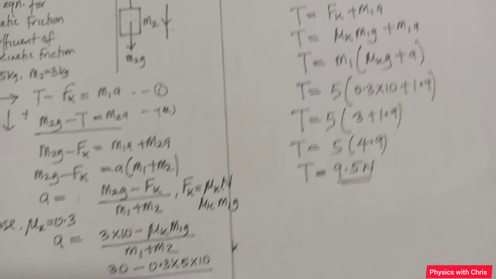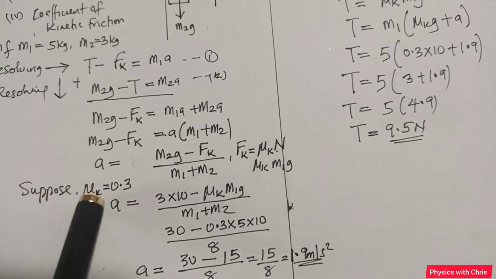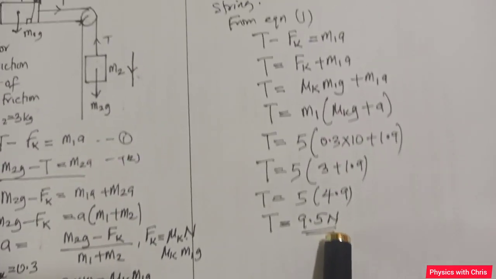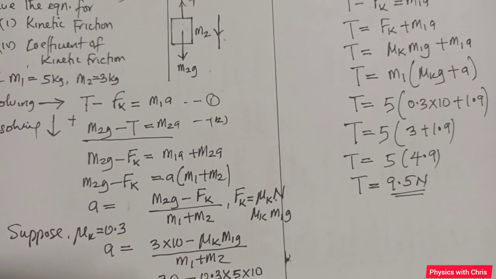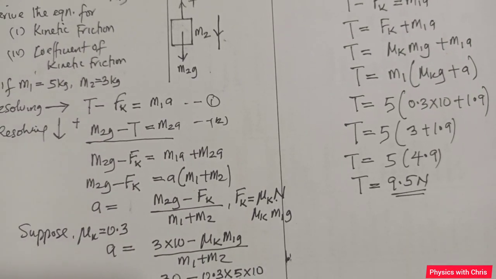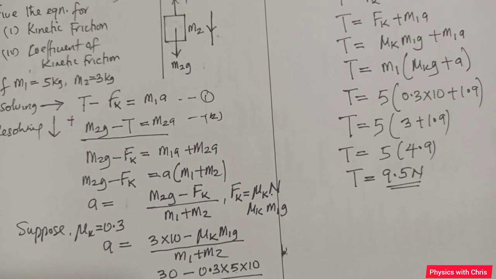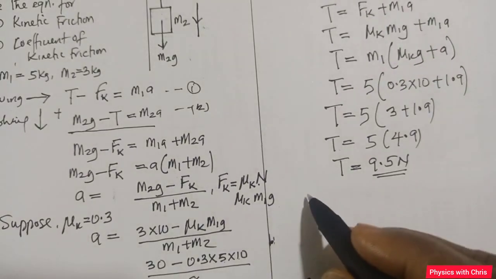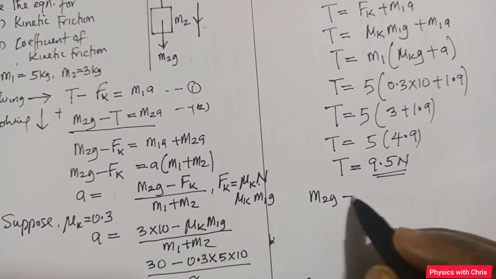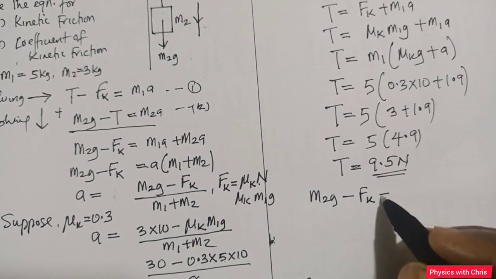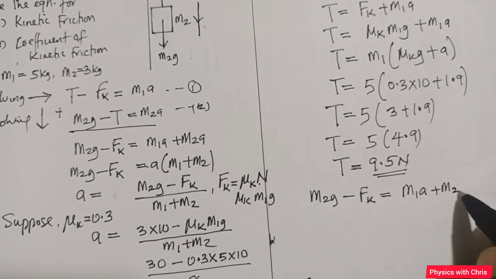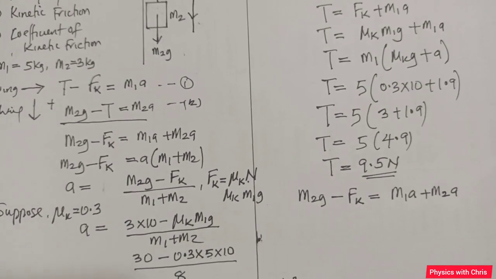So I've looked at a case where I was given the coefficient of kinetic frictional force. From there, we found our acceleration. I also found the tension in the string. Now I want to write down the expression for the kinetic frictional force, or the coefficient of kinetic frictional force. Let's come back to equations 1 and 2 again. From equations 1 and 2, I have M2G minus Fk equals M1A plus M2A. That is the result of adding equations 1 and 2.